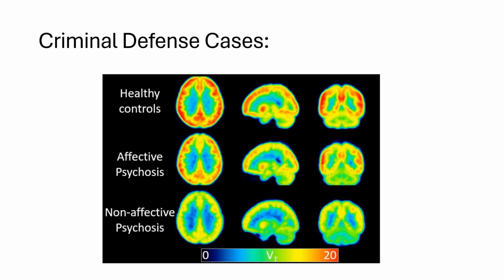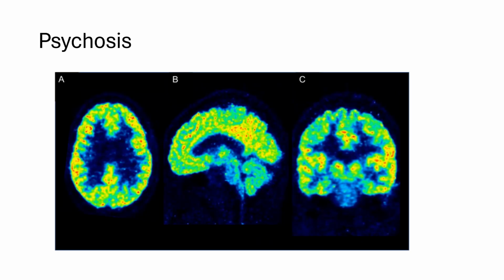There's also a couple criminal defense cases where it will show you kind of the healthy versus unhealthy brains. And as you can see here, there are 3 healthy control images, and then somebody who has affective psychosis versus non-affective psychosis. And you can see in each one, the metabolism of the brain changes slightly. And again, this is a little bit lower quality image showing psychosis and how that changes from the uptake in a normal brain.